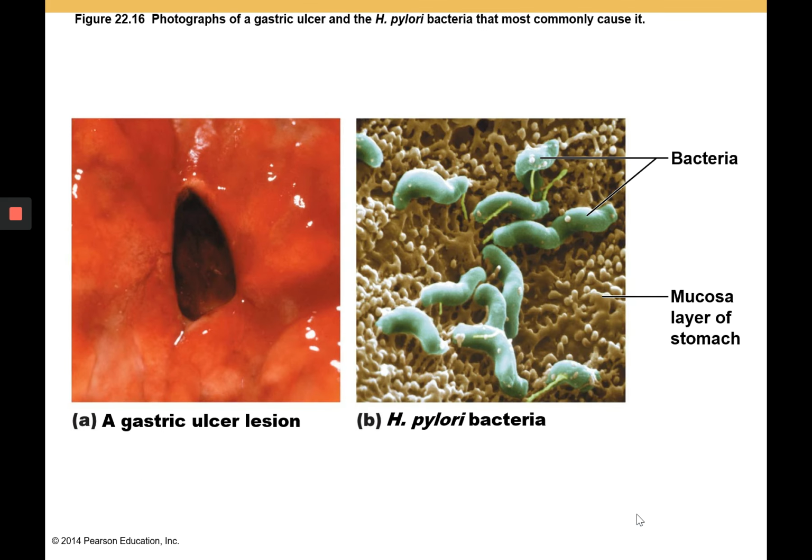Here in this image, we can see A is a gastric ulcer lesion. So this is a perforation through the mucosa. It's not all the way through to the serosa, but we can see that it is perforating through the layers or tunics of the stomach. And then B, we're seeing H. pylori bacteria laying on the mucosa of the stomach, and they're kind of eating away or disrupting that mucosal layer, and that would cause the acid in the stomach to have a harsher reaction with the epithelium if it's not protected by that bicarbonate-rich mucosal barrier.